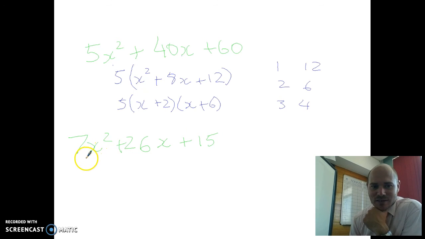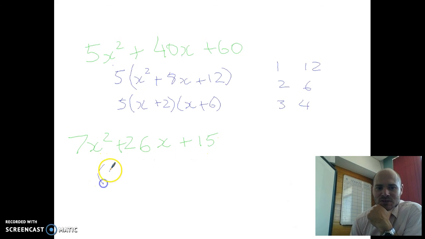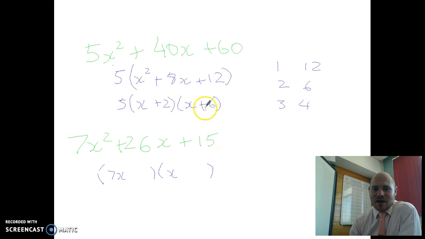If I look at this one though, it's even trickier, and there isn't a common factor among them. So I'm going to go, well, this one's going to be 7x, and this one's going to be x. And so I have to get to there. Now again, I can use that same process and go, all right, I need to get to 15. So I've got a 5 and a 3, I've got a 15 and a 1, and that's about it. Then I go, how am I going to get those to 26? That's where it becomes difficult.